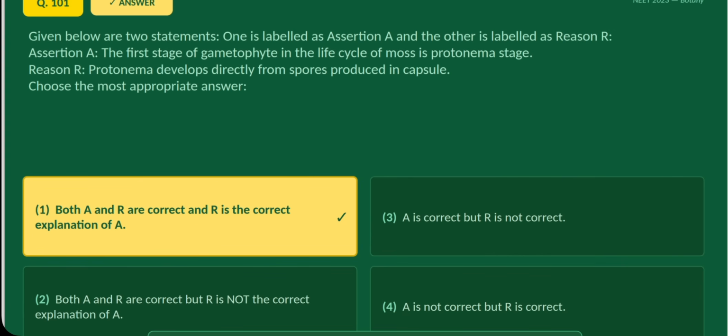of A. You already know that gametophyte is the dominant generation, and even in case of mosses, the spores directly germinate to produce the primary protonema, secondary protonema, and leafy stage, which you would have studied in your plant kingdom chapter. So both assertion and reason are correct, and R is the correct explanation of A.